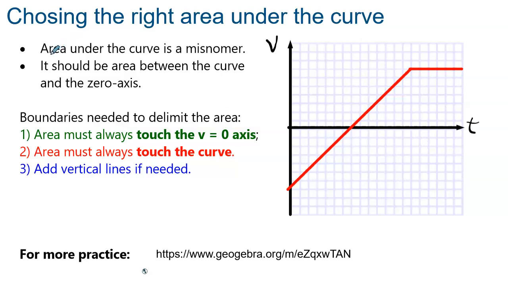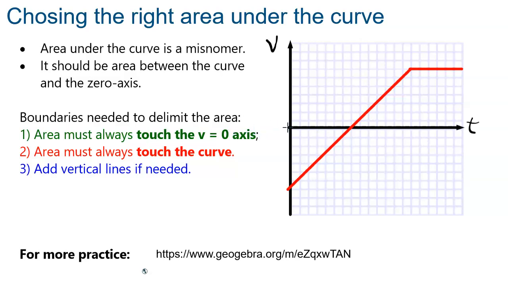The problem is that area under the curve is actually a misnomer. It should really be called the area between the curve and the zero axis. So what we want to do is always use these three ways to delimit the area that we want to take. The first condition is that the area must always touch the v equals 0 axis.